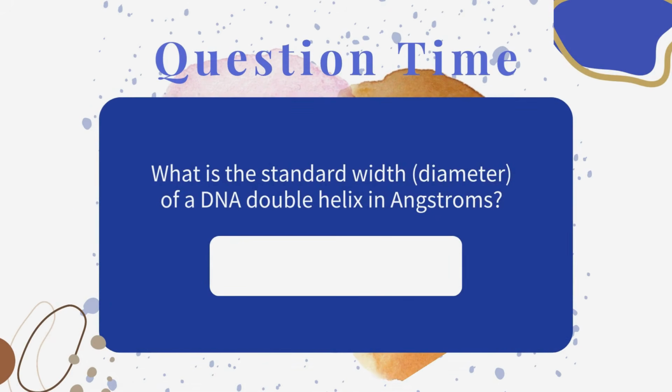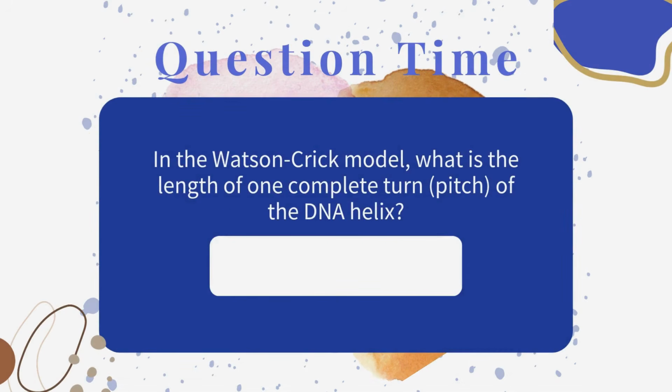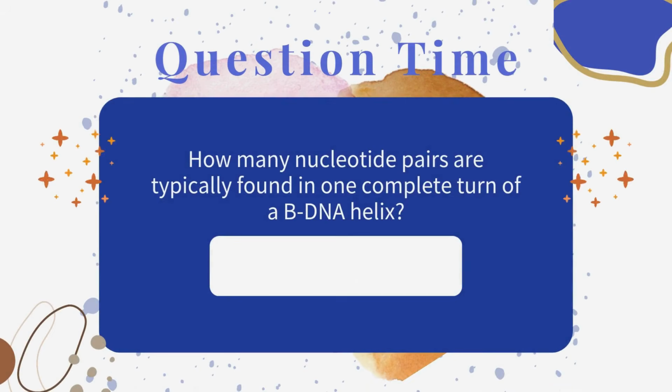What is the standard width of DNA double helix in angstrom units? 20 angstrom or 2 nanometer. In the Watson-Crick model, what is the length of one complete turn of the DNA helix? 34 angstrom or 3.4 nanometer. How many nucleotide pairs are typically found in one complete turn of a B-DNA helix? 10 pairs.